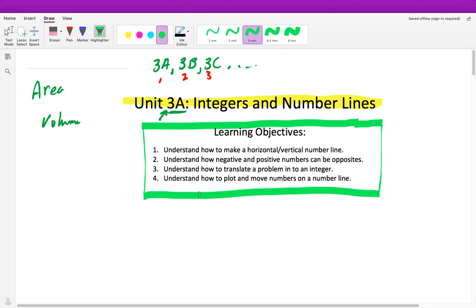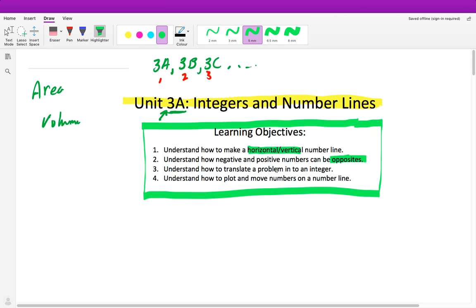So the first thing is understand how to make horizontal and vertical number lines. So it's something that you're going to have to be able to do either on your own or be able to read and interpret them. The next thing is understand how negative and positive numbers can be opposites. So what does that word mean? Well, that's going to be a key term that you'll have to know.